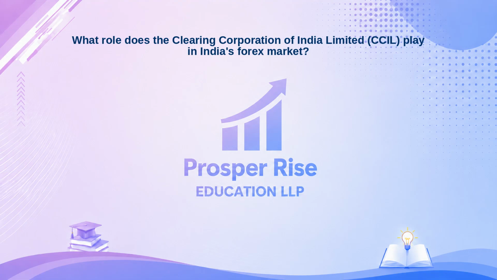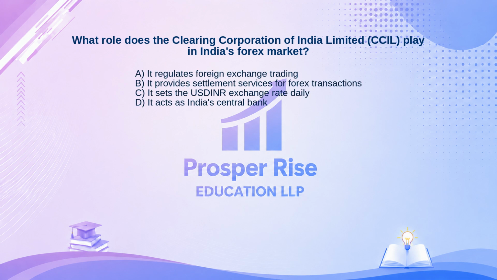What role does the Clearing Corporation of India Limited, CCIL, play in India's forex market? Here are your options. A. It regulates foreign exchange trading. B. It provides settlement services for forex transactions. C. It sets the USD INR exchange rate daily. Or D. It acts as India's central bank.